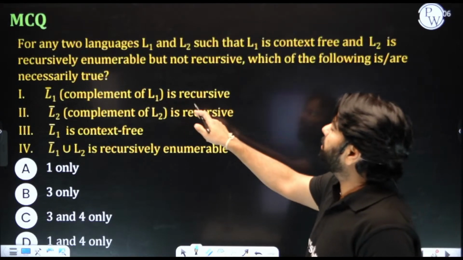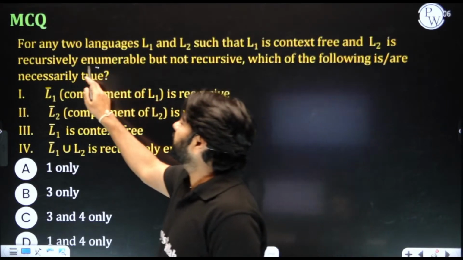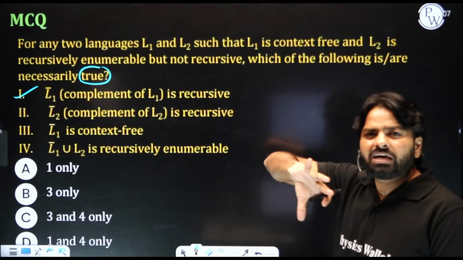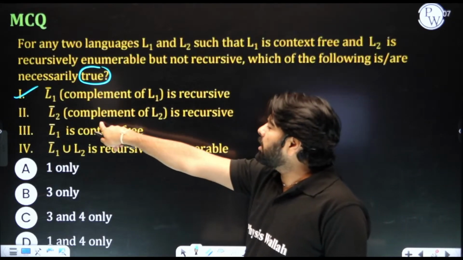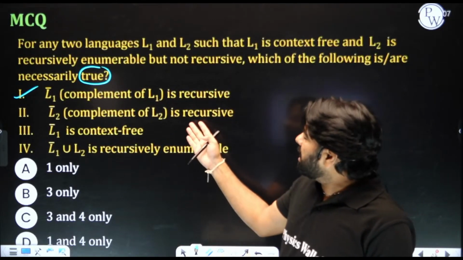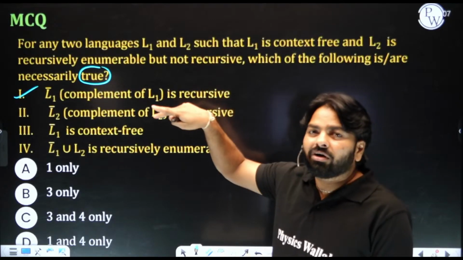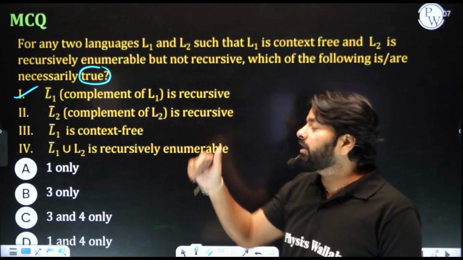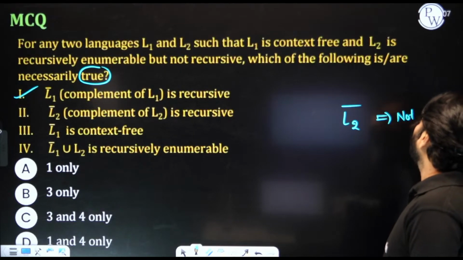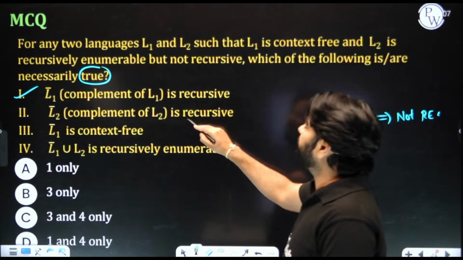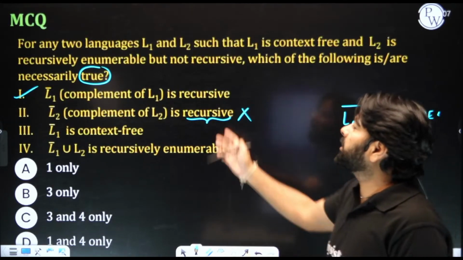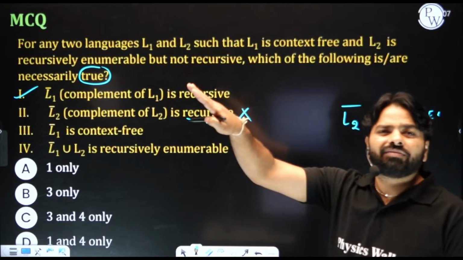Okay, CFL complement is recursive. Is it true? We are going to identify the true. Yes, it is true because the complement of a CFL is context sensitive always, so recursive. How many times has it come so far? Three times, the same kind of property. Okay, L2 complement. L2 means RE but not recursive. The complement is not REL always. If you do L2 complement, you should get not REL. But here it is mentioned as recursive. Because of that, this statement is wrong. L2 complement has to be not REL because the complement of RE but not recursive is always not REL.